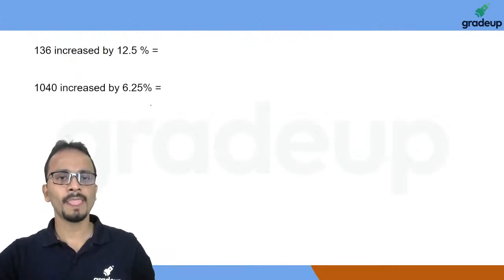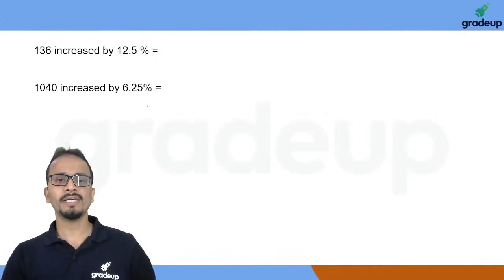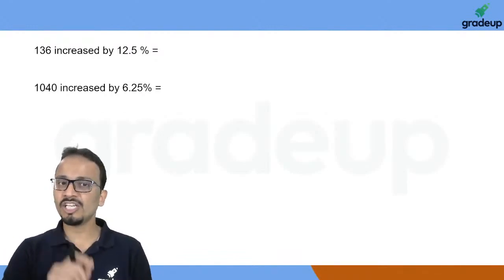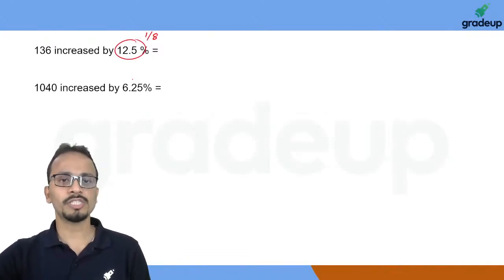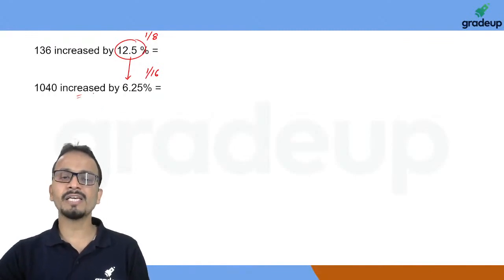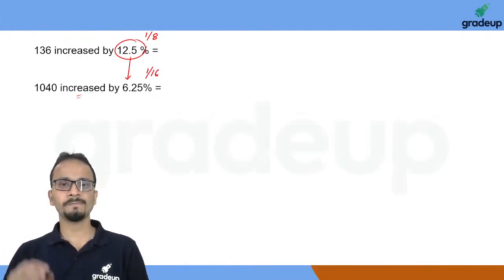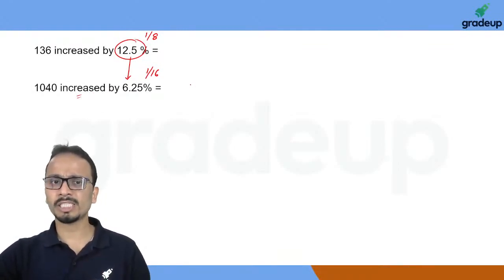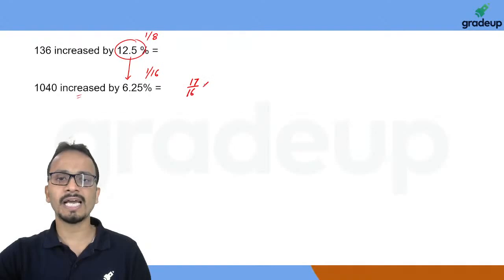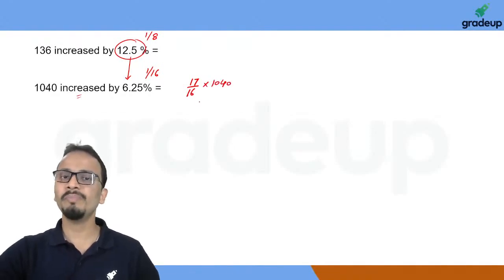So the next question is 6.25 percentage. I have intentionally given this question. Earlier 12.5 was 1 by 8. Since 6.25 is half of 12.5, the fraction will again be half of 1 by 8, and that is 1 by 16. Again, since I have an increase, the final value will be 1 plus 1 by 16. I'll not write this time, 1 plus 1 by 16, its value will be 17 by 16. So 17 by 16 times 1040 will be your final answer.